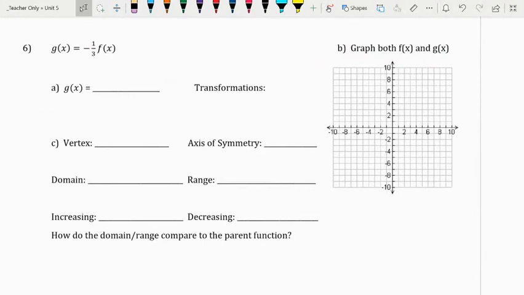So on this next one, we have negative 1/3 f of x, so negative 1/3 absolute value of x. Again, our parent function, I'm just going to graph that quickly here. That's what we started with. Our transformations this time is a vertical condense or compress of 1/3. And remember, when it's negative, we are reflecting over the x-axis.